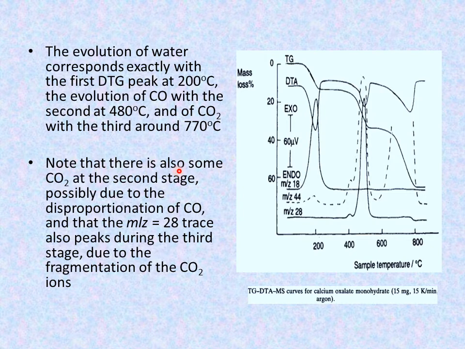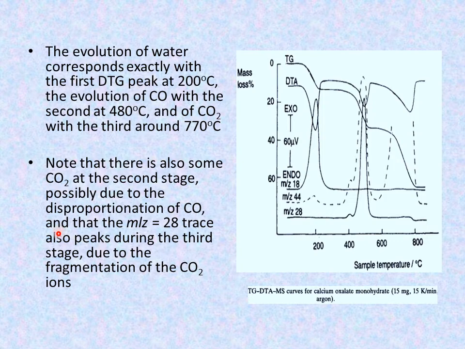Note that there is also some carbon dioxide at the second stage. If we see these peaks, so this is carbon dioxide, and the real peak is at this position 770. But a little peak of carbon dioxide also appeared at the point of carbon monoxide, that is at the second stage, and this is possibly due to disproportionation of carbon monoxide.